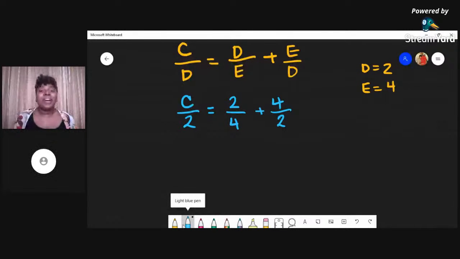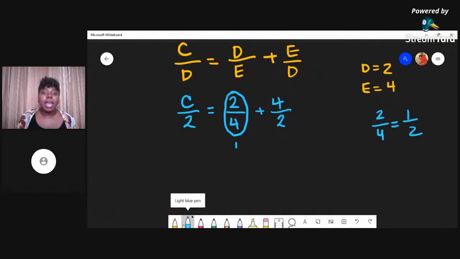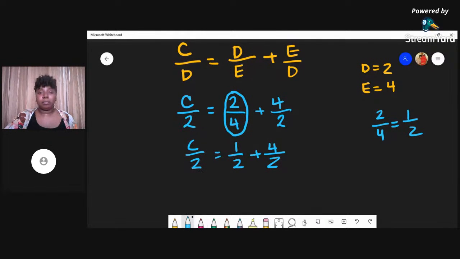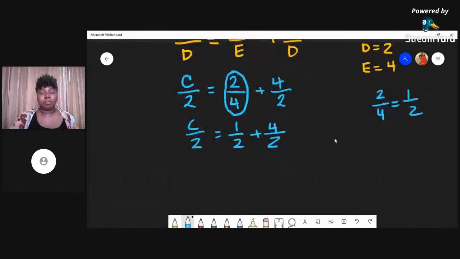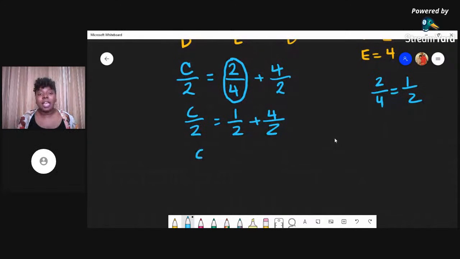Okay. Good. So 2/4. Can I reduce this fraction? Yes. Okay. So what can we reduce it to? So you can make that 1/2. Okay. So we have 1/2 plus 4/2 equals what? 1 plus 4? 5. So C over 2, or C halves, equals 5/2.